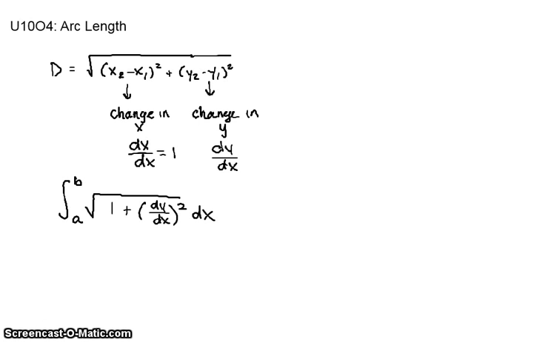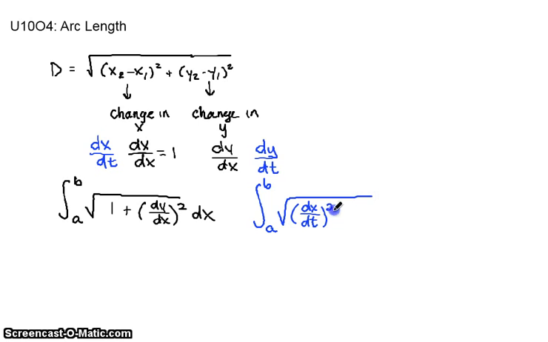So that's how we're going to find arc length for a traditional explicitly defined function. We can also do this with parametrically defined functions. So if we are doing this with parametric, we're not going to have a dx over dx because everything's going to be in terms of time. So we would have a dx dt and we would have a dy dt. So if we were doing this parametrically, we're going to integrate from a to b of the square root of (dx/dt) squared plus (dy/dt) squared. And then that would be with respect to t.